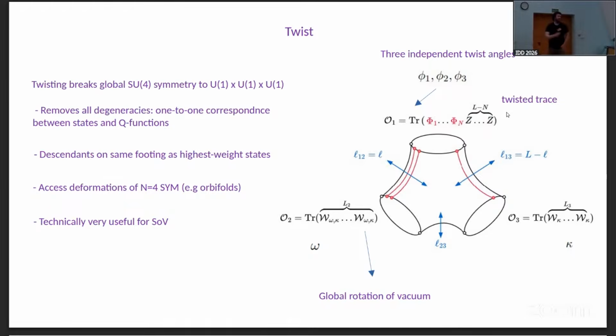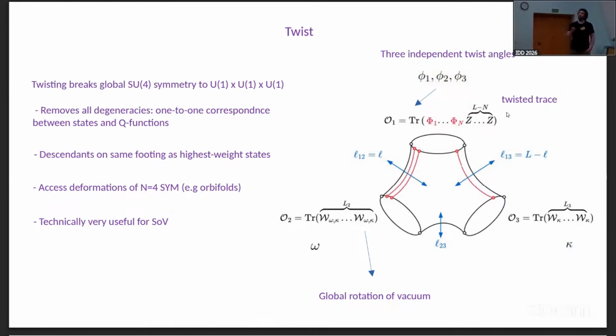So I actually have 5 independent parameters now in my problem. I have these 2 rotation parameters omega and kappa, and I have these 3 twist angles phi1, phi2, phi3. So really what I'm ultimately going to compute is this object, which you can really view as being sort of a 3-point function in a deformation of planar N=4 super Yang-Mills. Okay? Good. And this twist is actually very technically useful for separation of variables, which is actually the reason we do it in the first place. Okay? But it also, in the end, gets us access to some really physical deformations like orbifold points and so on that Dennis told us about.